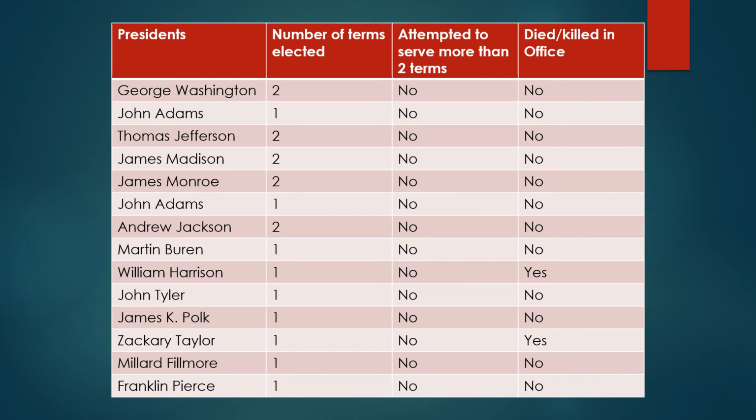These next few slides are just a chart of all the presidents and the number of terms they were elected, the presidents who attempted to serve more than 2 terms, and the presidents who died or were killed in office. So you can read this.